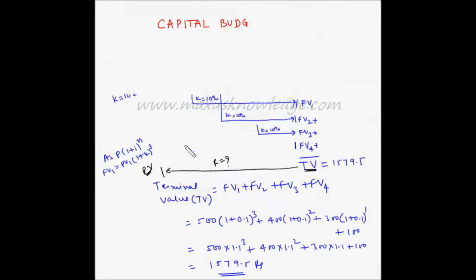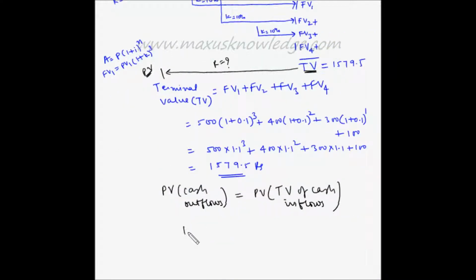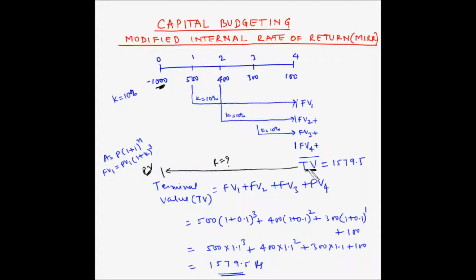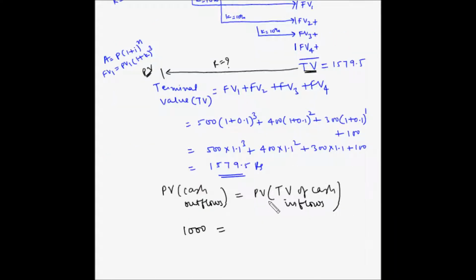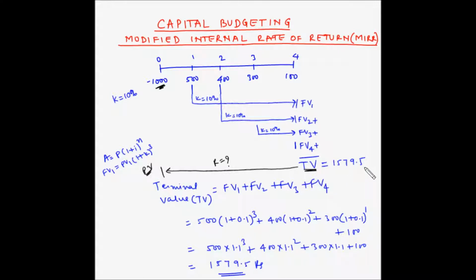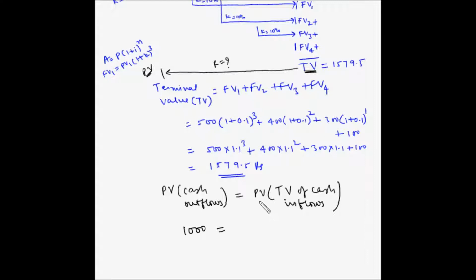Now the present value of cash outflows in our case is 1000. So this is 1000 and this has to be equal to the present value of the terminal value. So let's take this case. The terminal value has to be discounted for 1, 2, 3, 4 years. So n is 4. The future value is 1579.5 and we have to find the present value. So present value is equal to future value divided by 1 plus I to the power n. Future value in this case is 1579.5 divided by 1 plus I, which is nothing but r, the rate of return, to the power n, which is 4 in this case.